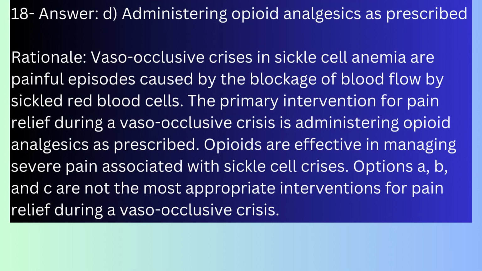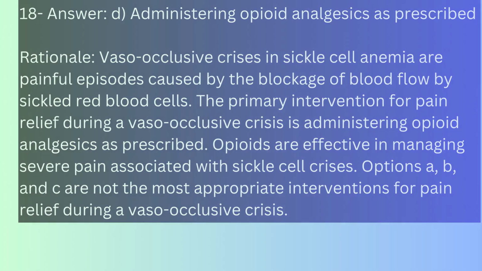Answer. D. Administering opioid analgesics as prescribed. Rationale. Vaso-occlusive crises in sickle cell anemia are painful episodes caused by the blockage of blood flow by sickled red blood cells. The primary intervention for pain relief during a vaso-occlusive crisis is administering opioid analgesics as prescribed. Opioids are effective in managing severe pain associated with sickle cell crises. Options A, B, and C are not the most appropriate interventions for pain relief during a vaso-occlusive crisis.